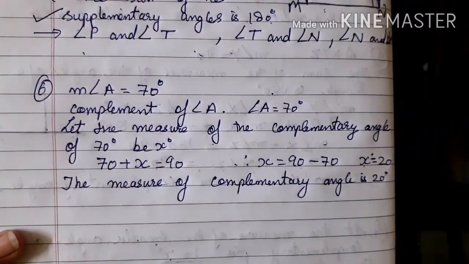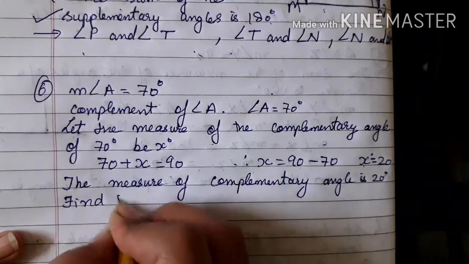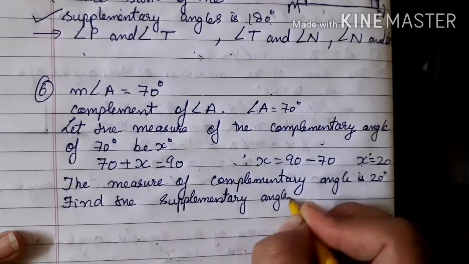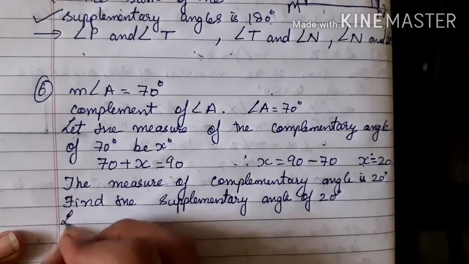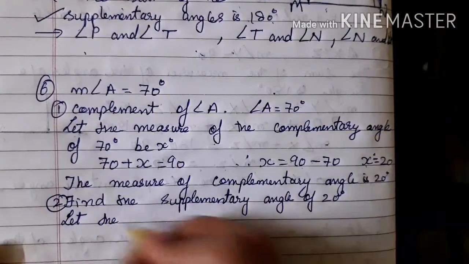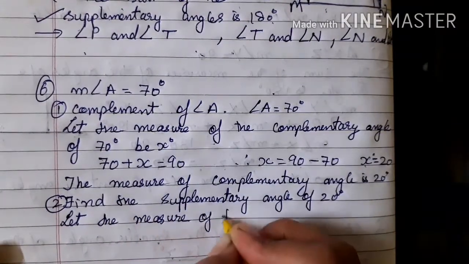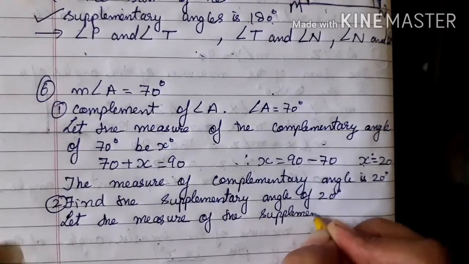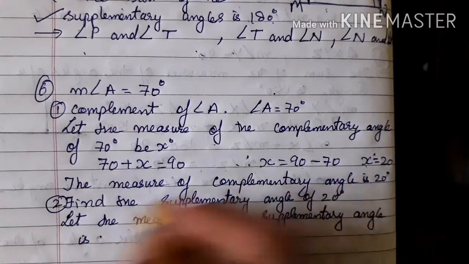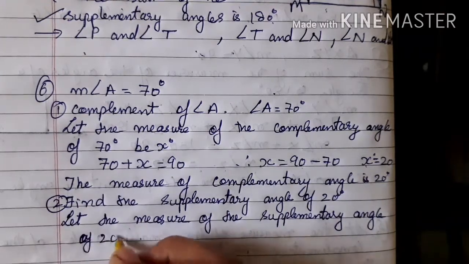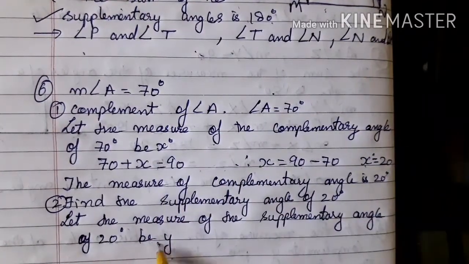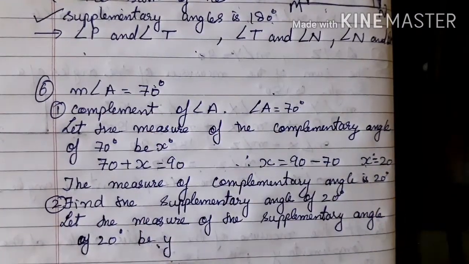Moving towards the supplementary angle. Find the supplementary angle of 20 degrees. So this was the second conclusion, and this was the first conclusion. Let the supplementary angle of 20 be y. As we supposed x over here, we have to suppose y. From 70 we got 20, and from 20 we are going to find a supplementary angle.